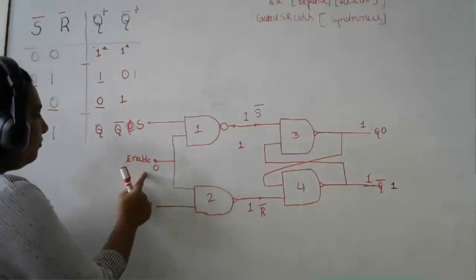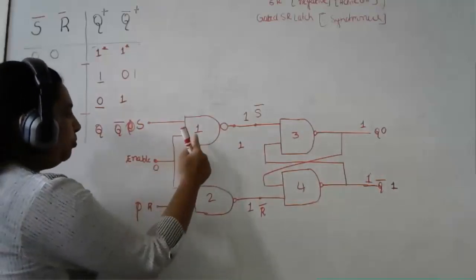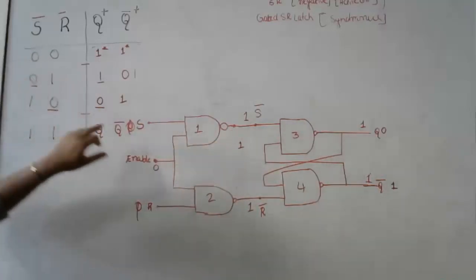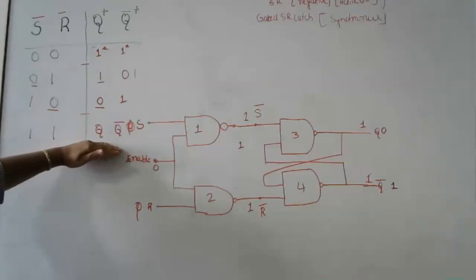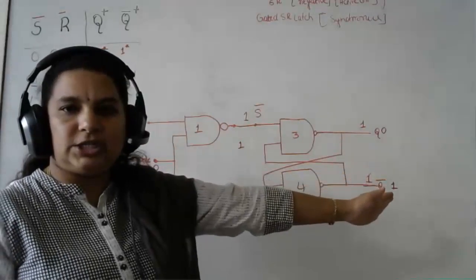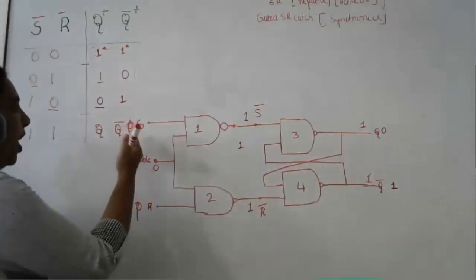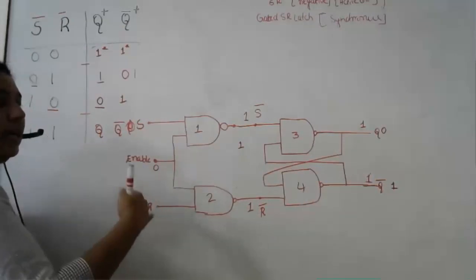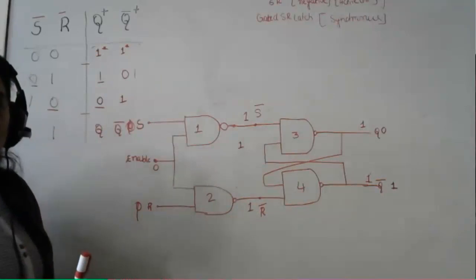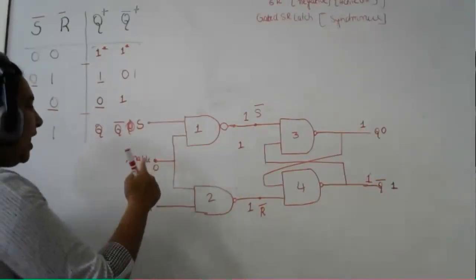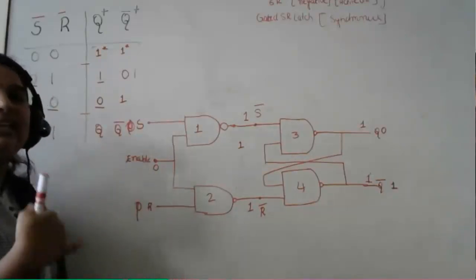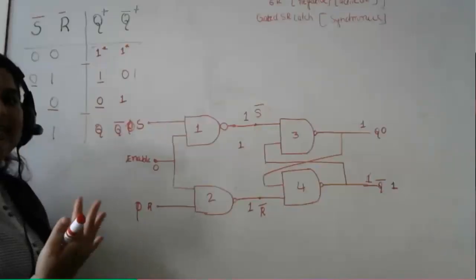Why? Because when my enable bit becomes 0, both NAND gates 1 and 2 will go to the high state, and the high state of these gates shows that my S bar R bar is in the no change state. So whatever input I apply, my output will be in the no change state. It means that even though I have applied the inputs S and R, that won't make an immediate change in the output. If I want the output to change, I have to activate my enable bit. If the enable bit is 0, then I call it deactivated, disabled.